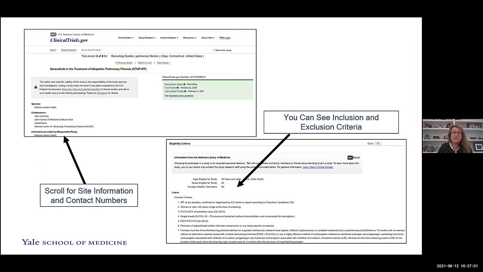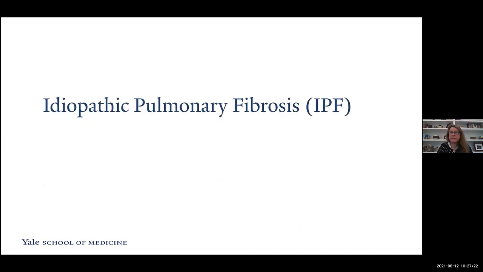And this is just to give you a sense for, if you click on Connecticut, you'll find this study that we're running. And you can scroll down in any given study and you'll see information, contact numbers. You can see the inclusion and exclusion criteria to see if your lung function fits the criteria, if the medications you're taking fit. So I hope that that's helpful in going through that.